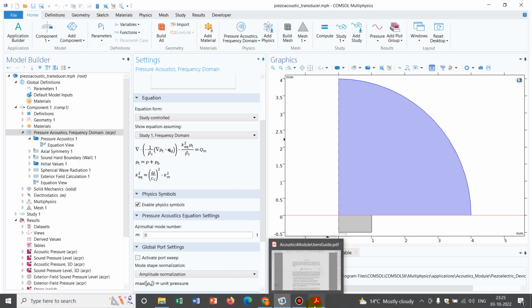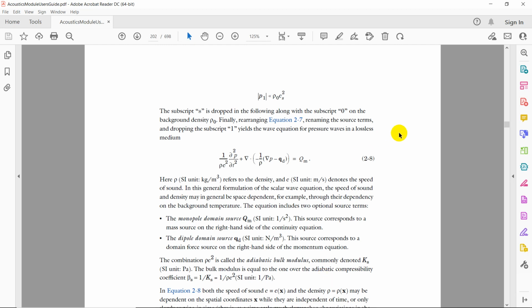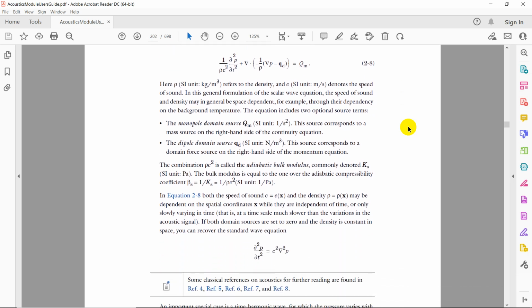For that, what I have done is I have taken the original file of COMSOL. There is an acoustic module, there is a PDF document. In that PDF document they have talked about this. So I'll be exploring this particular PDF. I'll also put the PDF link in the description box so that you can have a look into this PDF file. It will be very helpful. Keep this file with you if you are working with the acoustic module.